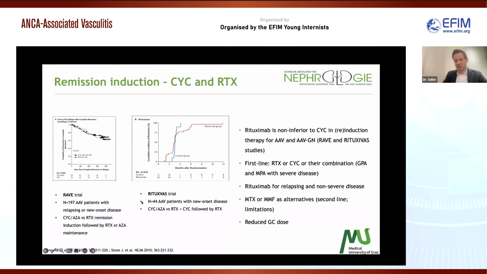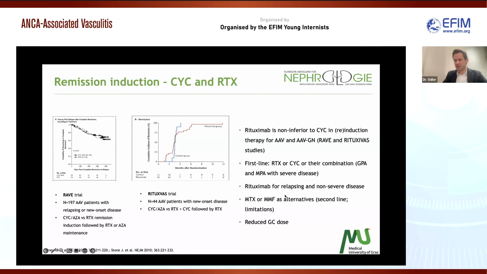The RITUXVAS trial involved fewer patients, up to 44 of them, but all of these patients had severe and new onset disease. And the significant difference, as compared to the RAVE trial, was that in the RITUXVAS trial, the patients received cyclophosphamide induction therapy followed by azathioprine, and were compared to those receiving combined rituximab and cyclophosphamide followed by rituximab maintenance therapy. And what we can say is that the use of combined rituximab and cyclophosphamide induction treatment can be considered, especially in those patients who had severe disease with severe kidney involvement.